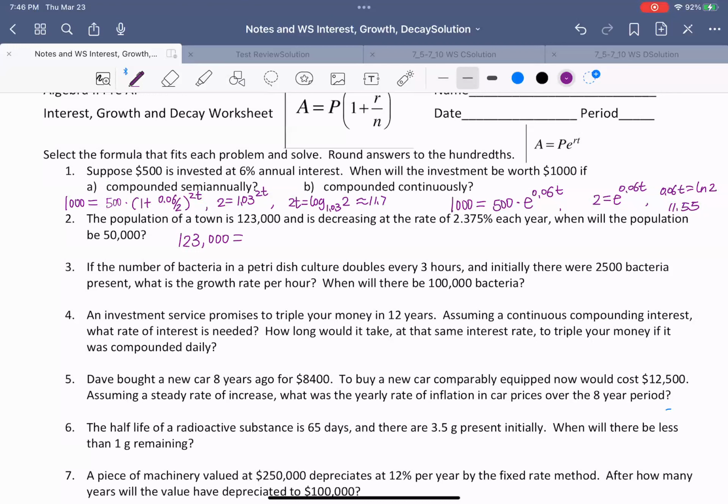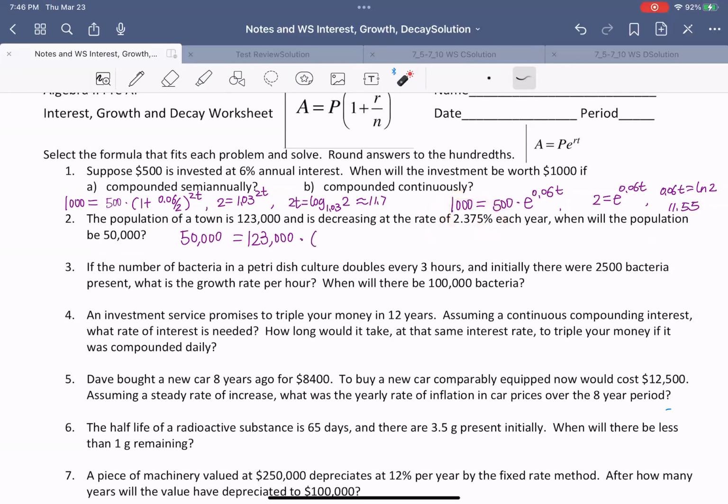The initial is who? Oh, sorry, hold on. The population will be 50,000. Sorry, I put this in the wrong direction. This is the new population, right? Yes. This is the initial population, and then it's decreasing at this rate, so that means how much is left.